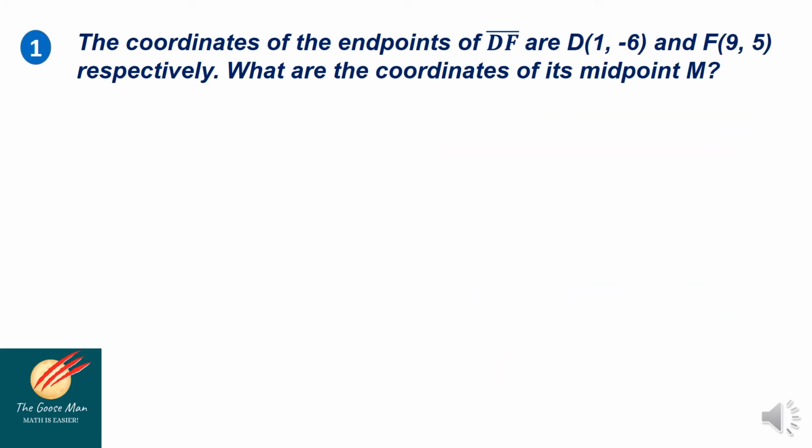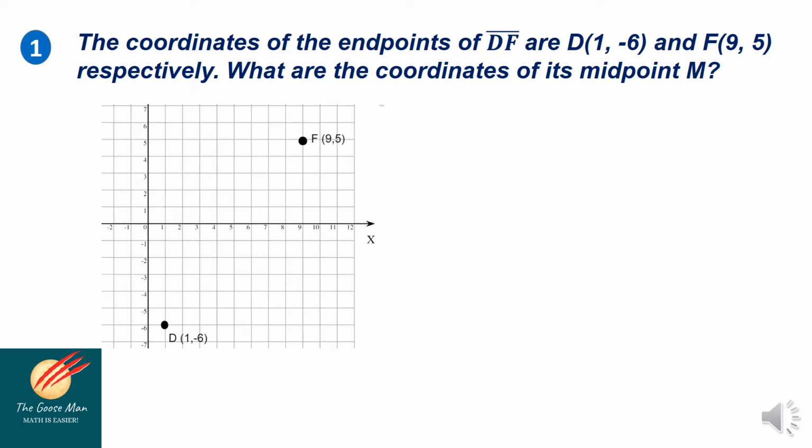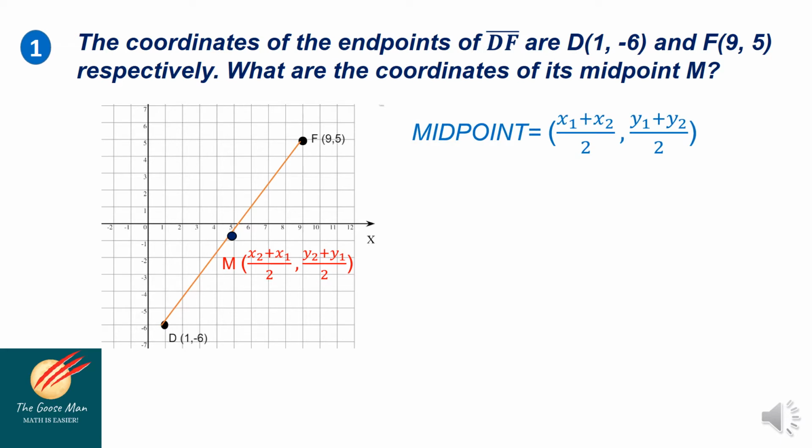To illustrate the midpoint formula, let us consider problem number 1. The coordinates of the endpoints D and F are (1, negative 6) and (9, 5), respectively. What are the coordinates of the midpoint N? So first, let us use the Cartesian plane. We have here point D as well as point F, and there's a line segment that will connect them. We want to find out the midpoint of the line segment DF. Again, the midpoint formula is x sub 1 plus x sub 2 divided by 2, comma, y sub 1 plus y sub 2 divided by 2.